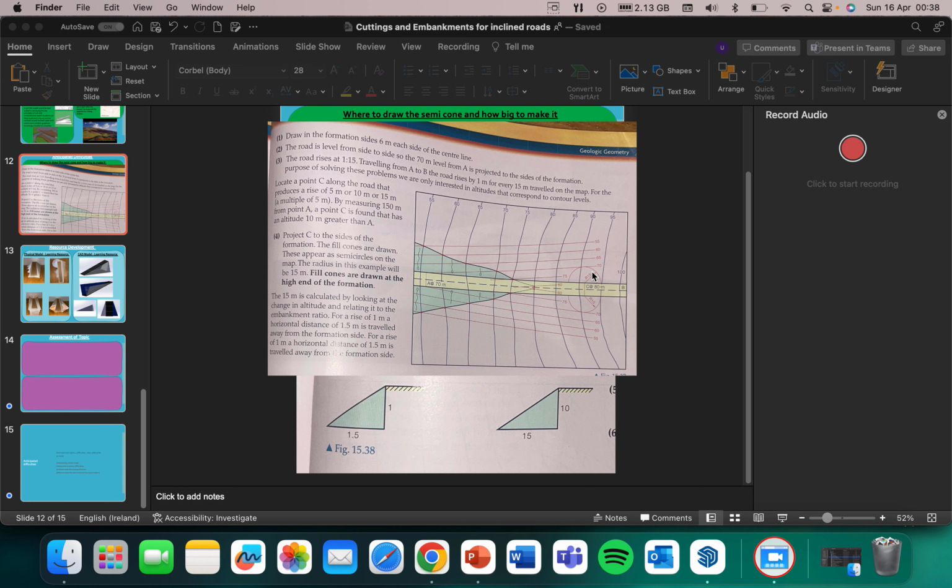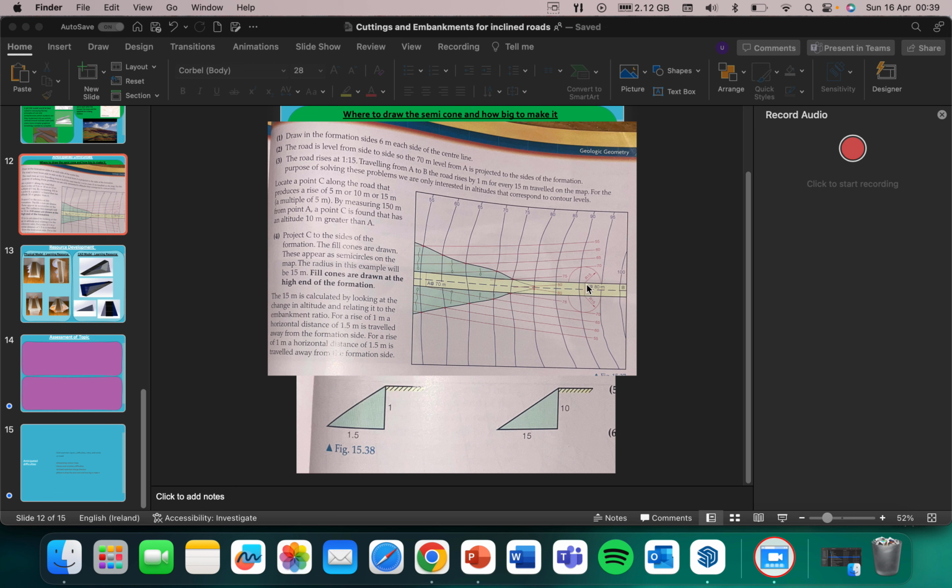And basically what we do here is we're going to use our ratio for an embankment. So our ratio for an embankment is 1:1.5. If it was a cut, it would be the ratio of 1:1, but here we're dealing with embankment, so it's 1:1.5. So now in order to find how big to make our cone, we just use this ratio here with the information we've been given. So for a rise of 1 meter, we have a horizontal distance of 1.5.